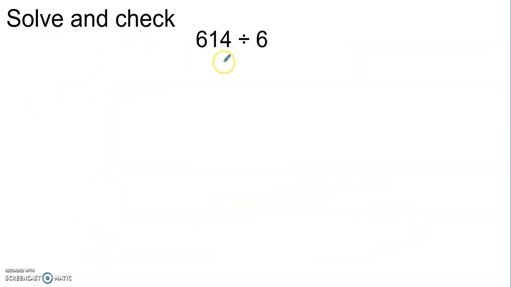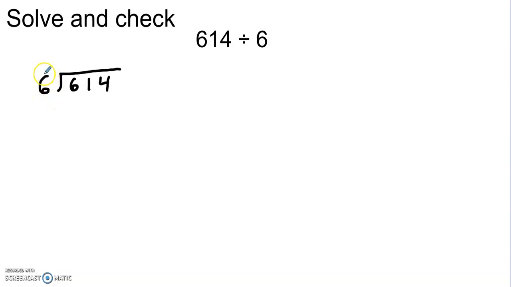So here it says solve and check. We have 614 divided by 6. So again, the 614, that's our dividend. And the 6 is our divisor. So our dividend divided by our divisor. So I'm going to create my house. And I'm going to write my dividend inside, 614. And I'm going to write my divisor on the outside.